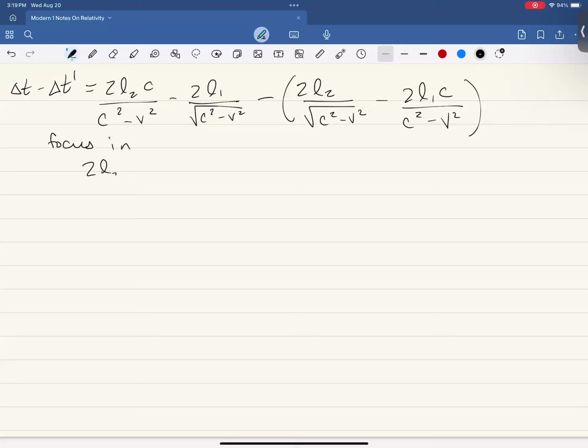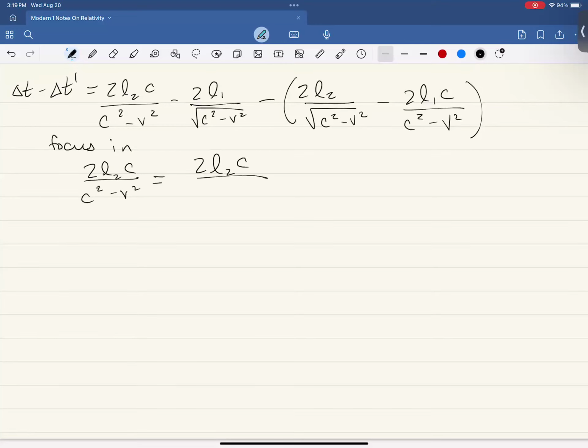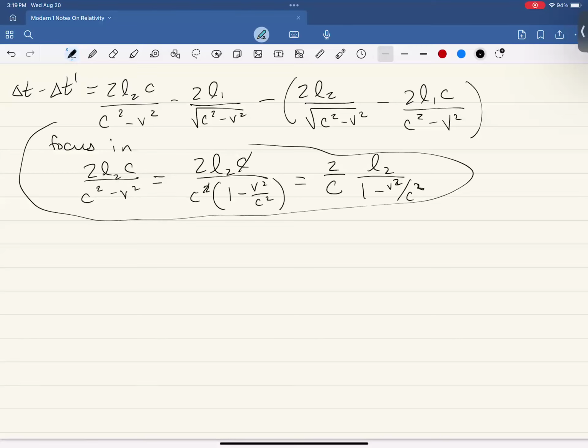So here I have 2L2C over C squared minus V squared. That's equal to 2L2C over, I'm going to factor out a C squared, and that's 1 minus V squared over C squared. And then one of these cancels out, C, right? So then that's 2 over C times L2 over 1 minus V squared over C squared. Okay, so that's what happens. So now going back, I'm going to plug that in and show you what else happens.